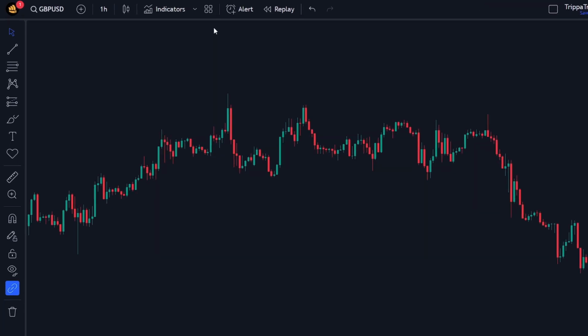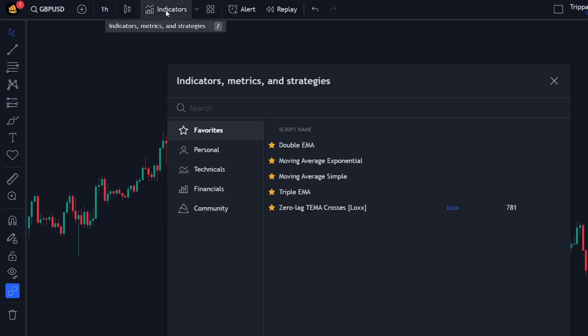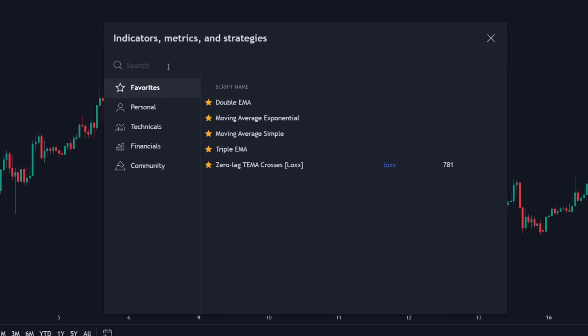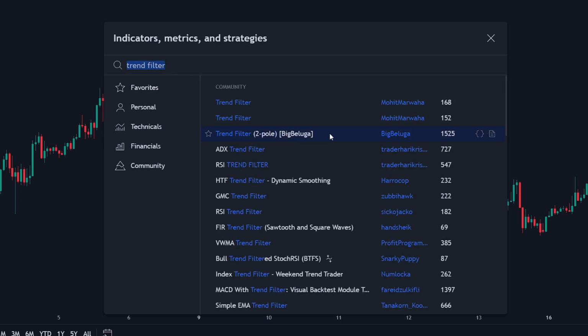To begin, we're going to add the trend filter indicator to our chart. Open your TradingView account, go to the indicator section, and search for trend filter. After that, add this one created by Big Beluga to the trading chart.